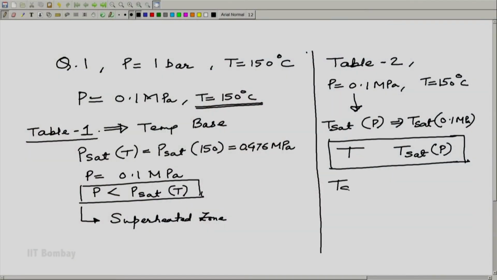Let us go back to the calculations. T sat P is equal to 99.606 degree centigrade, while our T is equal to 150 degree centigrade. Therefore, we can say that T is more than T sat P. Let us go back to our graph and find out what happens if T is more than T sat P, in which zone we are.